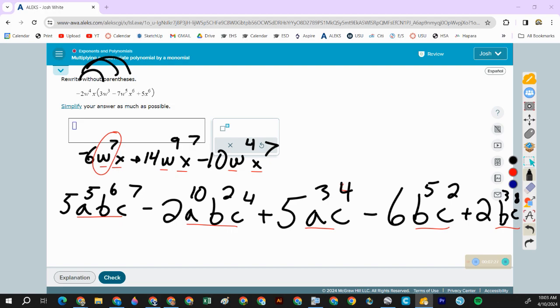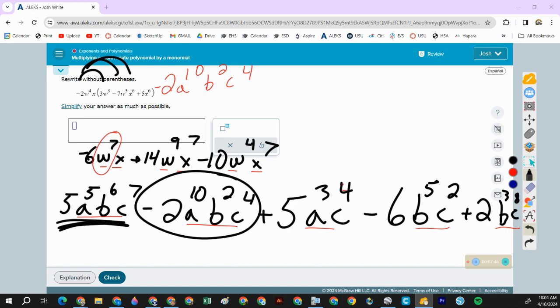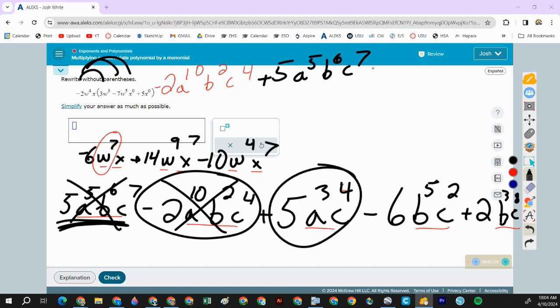And starting with the a's, do the largest exponent for a. So this would be the first term. -2 a to the 10th, b squared, c to the 4th. And then the next largest a, oh, we actually have two 5s. No, that would be this one. So plus 5a to the 5th, b to the 6th, c to the 7th. So that one's gone, and that one's gone. And now, that's my next biggest a, plus 5a to the 3rd, c to the 4th. And now I'm out of a's.